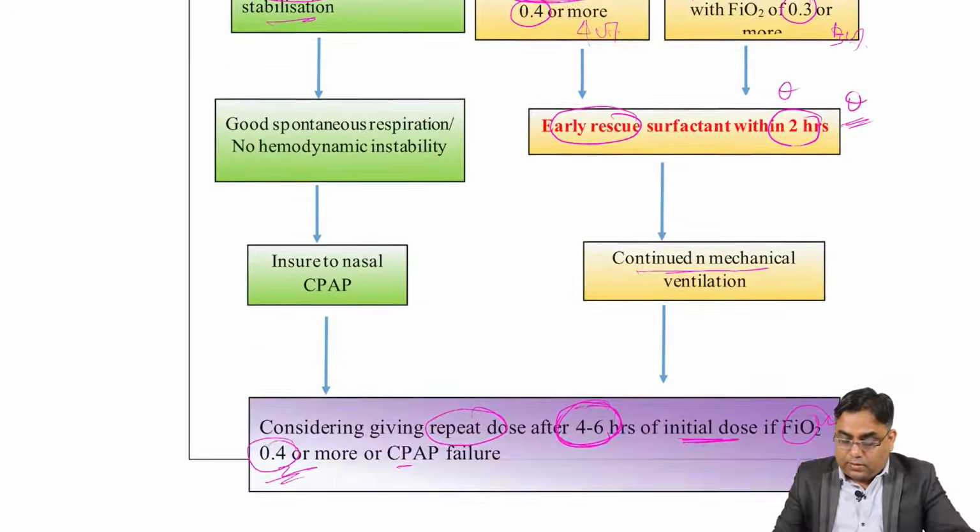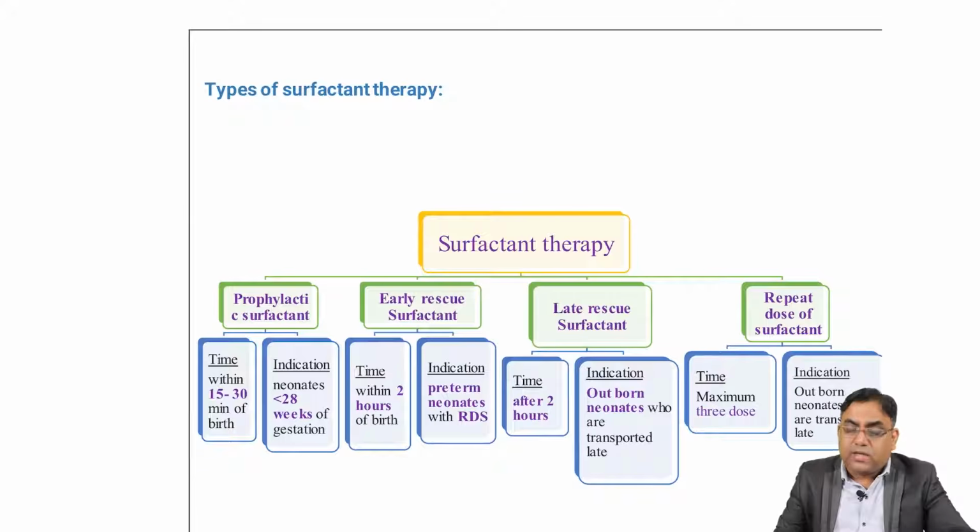Now next, what are the types of surfactant therapy? Prophylactic surfactant therapy, which is given within 15 to 30 minutes and indicated in less than 28 weeks of gestation. Early rescue surfactant therapy, which is given within 2 hours, for the inborn preterm with RDS, and after 2 hours usually for the outborn baby.